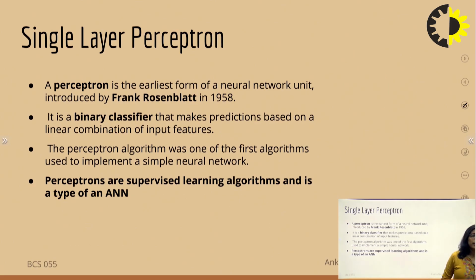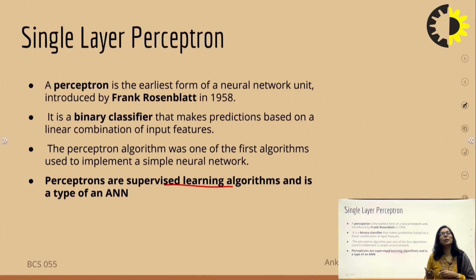Now, when we talk about the single layer perceptron, as I have told you, it was introduced by Frank Rosenblatt in 1958. It is a binary classifier. It will give you the output yes or no, or 1 or 0. The perceptron algorithm is one of the first algorithms that implemented a simple neural network. It is a supervised learning algorithm and is a type of ANN. What do we mean by a supervised learning algorithm? It means that whenever we feed data to the neural network to train it, we give it input as well as output. So the data is labeled.